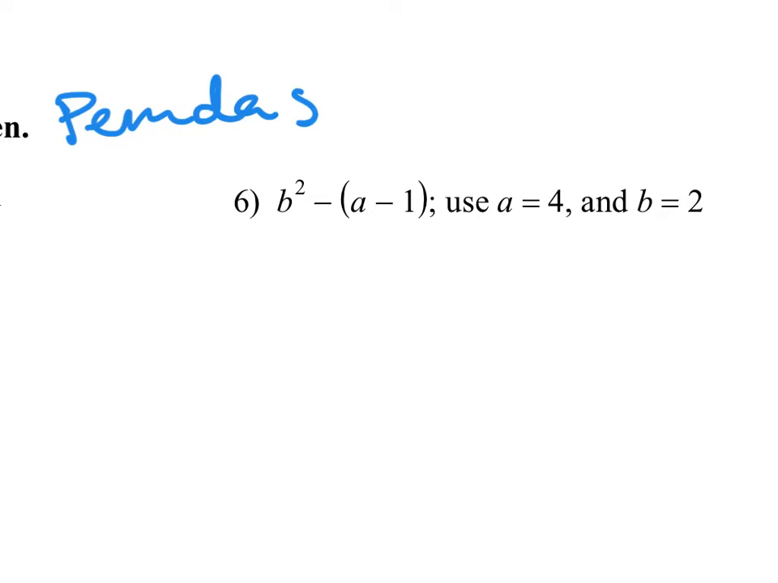All right, here, we're going to plug in our numbers first. So we have 2 squared minus 4 minus 1. What do we do first here? Parentheses. The P stands for parentheses. We always do parentheses first. So we have 2 squared minus 4 minus 1 is 3. Next, we need to do our exponent. What's 2 squared? 4. So then we get 4 minus 3, which is 1. Any questions?